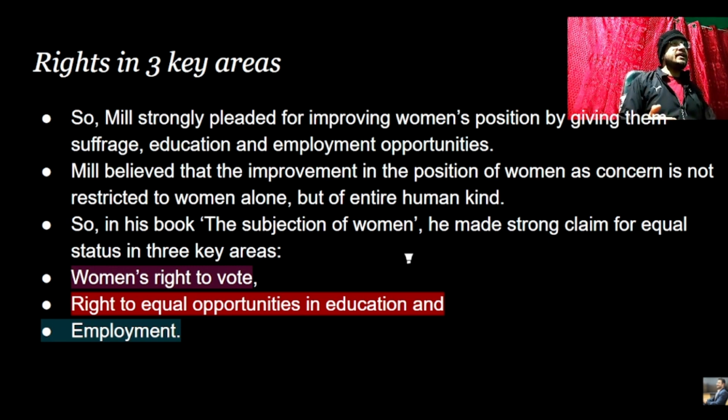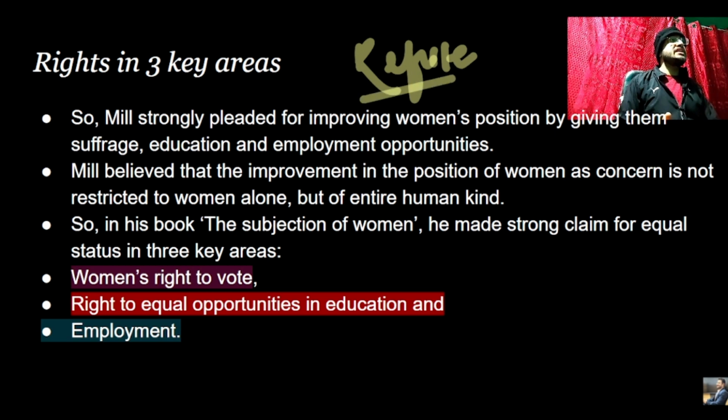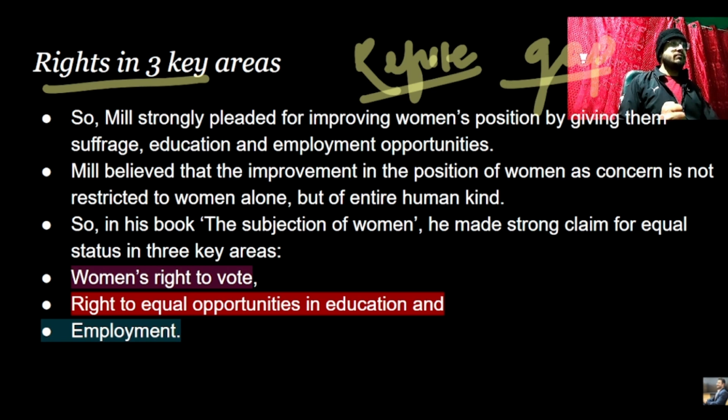So here, after refuting the preconceived notion held in society, he is propounding the idea of rights in three key areas. He is saying that there must be three key areas in which rights should be attributed to women in order to bridge the lacuna, the gender gap that has been held between men and women from generations, right? Mill strongly pleaded for improving women's position by giving them suffrage, education, and employment opportunities, right?